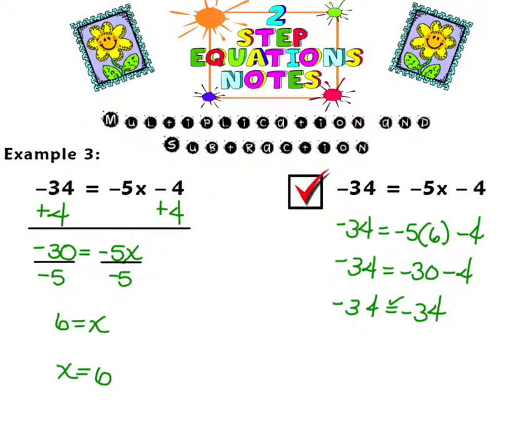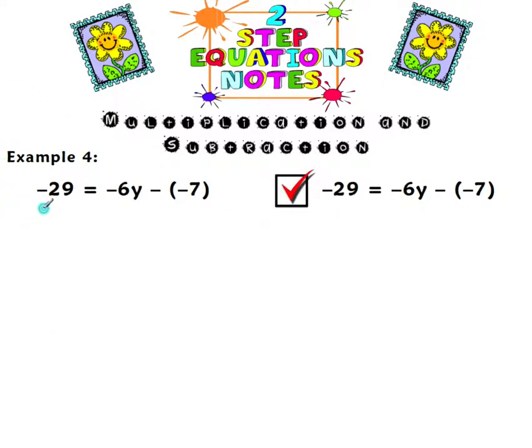All right, one more. Negative 29 equals negative 6y minus negative 7. So once again, we have this minus negative. So my biggest piece of advice is to go ahead and change that to an equation with addition. So minus negative 7, so we'll change that to plus 7. So then we recognize that if we have plus 7, we are going to be subtracting 7 from both sides of the equation.